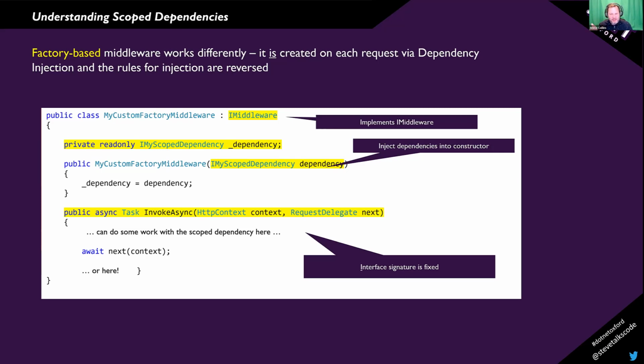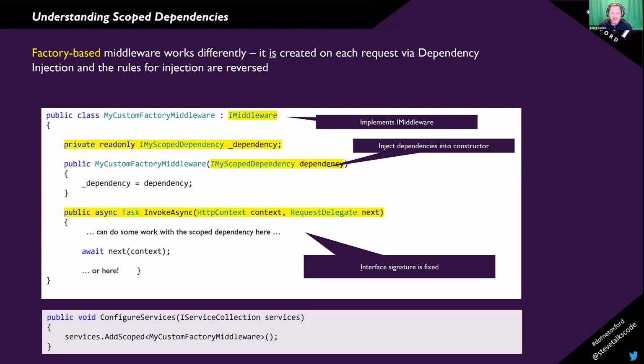So given that the method has a fixed signature, and we have to go back to the constructor to inject our dependencies, what is different this time is that the middleware instance is constructed by the DI container and not some black magic using reflection. So unlike the convention-based middleware, we do need to remember to go and register our middleware with the configure services.